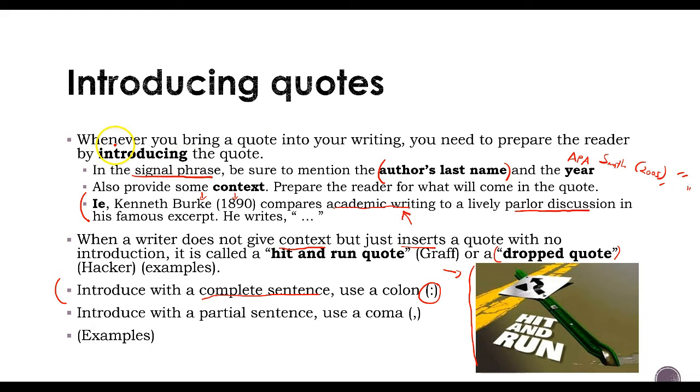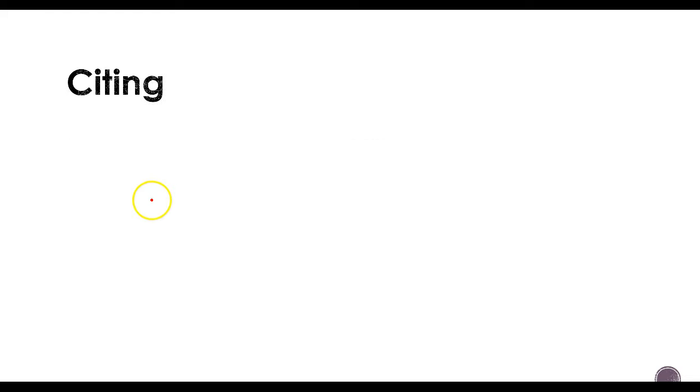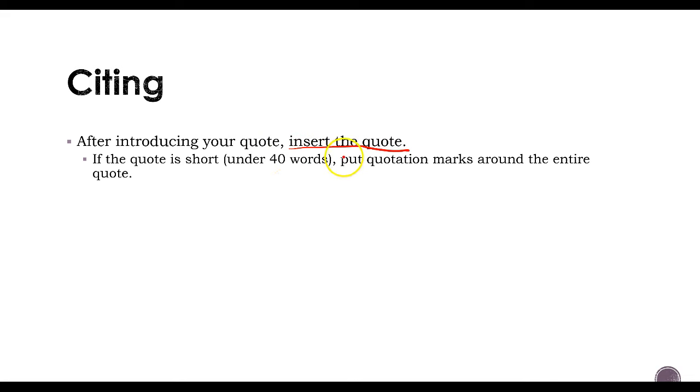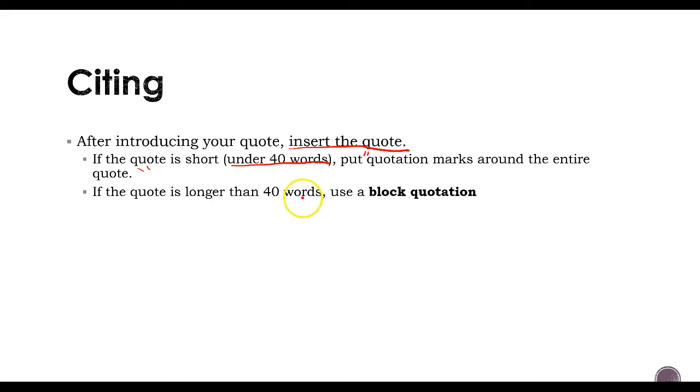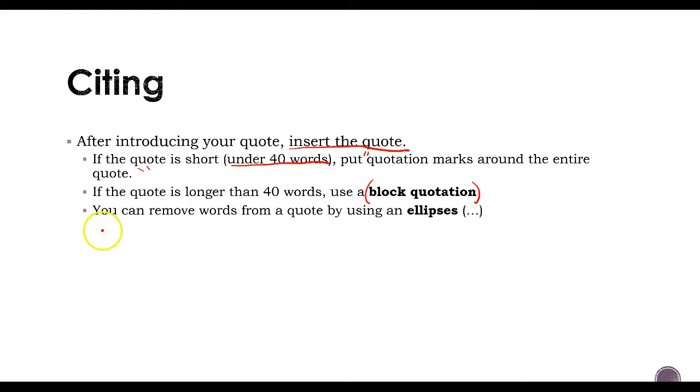So let's move on. After you introduce your quotes, you want to cite, or basically insert, your quote. If the quote is short, which is under 40 words, like some of the examples we've been seeing, you just put quotation marks around the entire quote. If the quote's longer than 40 words, you want to use a block quotation, which we'll look at in just a second. So here are some tools for quoting.